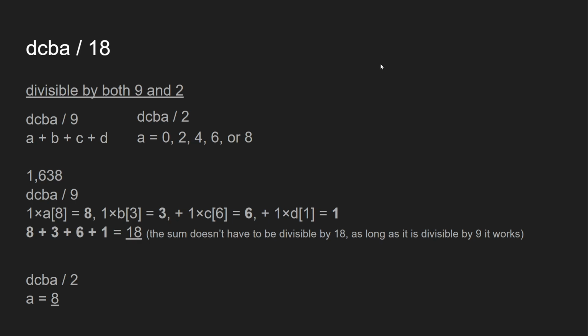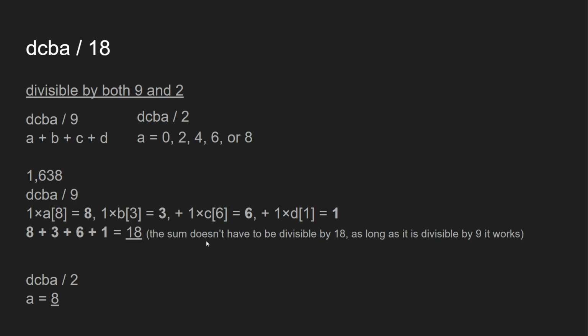18. So, for divisibility by 18, we've got to prove if it's both divisible by 9 and 2. Let's take an example of 1638. Adding up all the numbers together, that gives us a number 18, which is of course divisible by 9, and it's even, so it is of course divisible by 2, and thus it's divisible by 18.